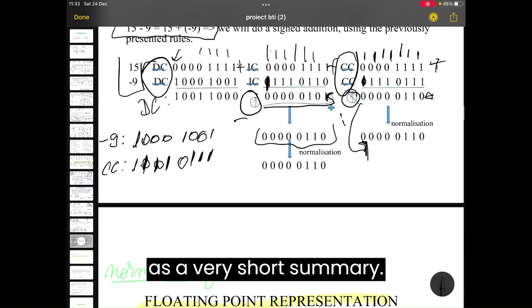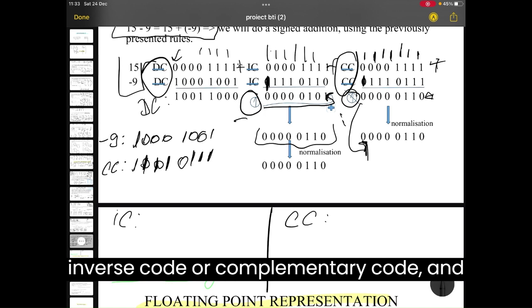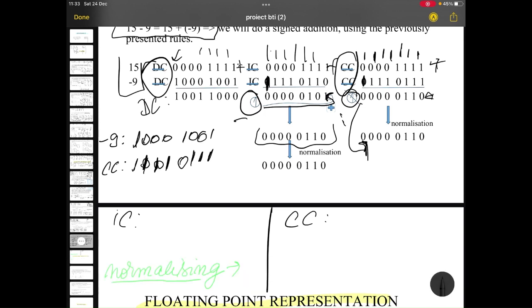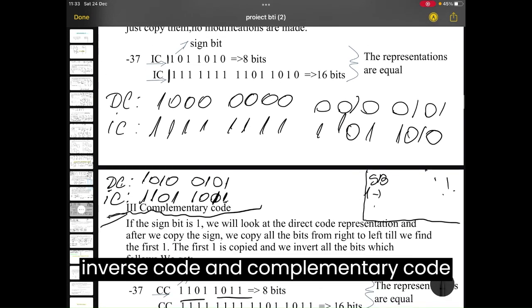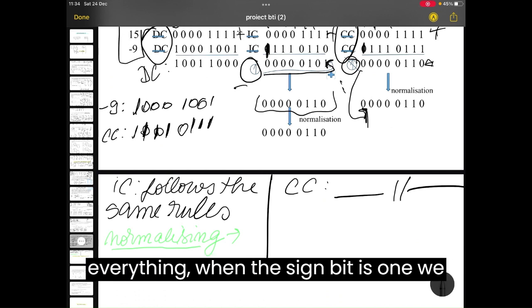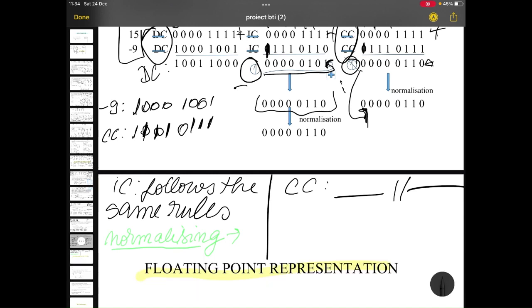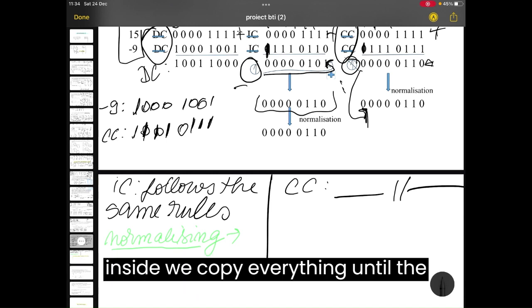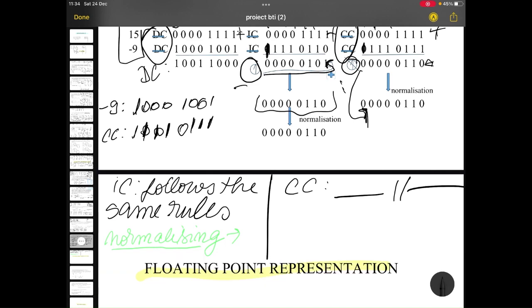So, as a very short summary, normalizing can be done either in inverse code or complementary code, and it follows the same rules as presented here when we talked about inverse code and complementary code, meaning that in inverse code, when the sign bit is zero, we copy everything. When the sign bit is one, we just inverse everything. And in complementary, when we have zero as the sign bit, we copy everything. And when we have one in the sign bit, we copy everything until the last one in the row, and then from there on, we start inversing the digits.